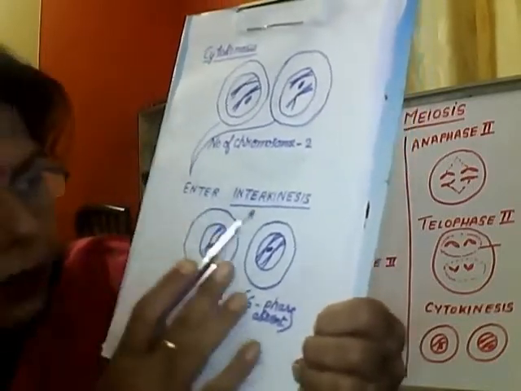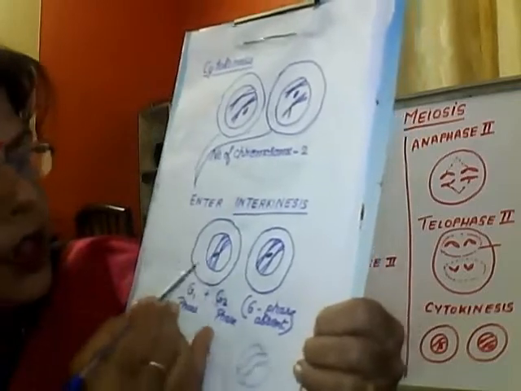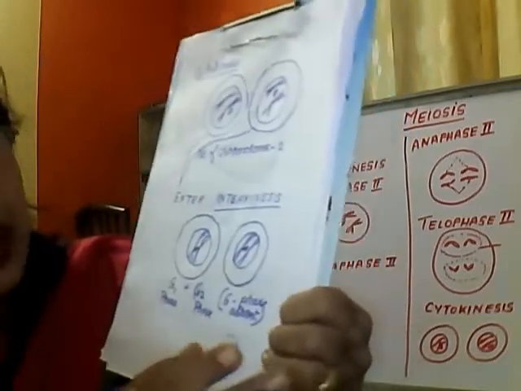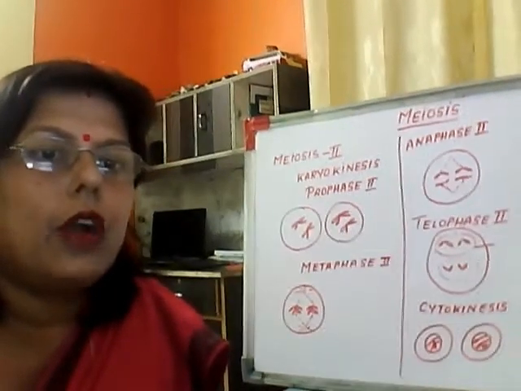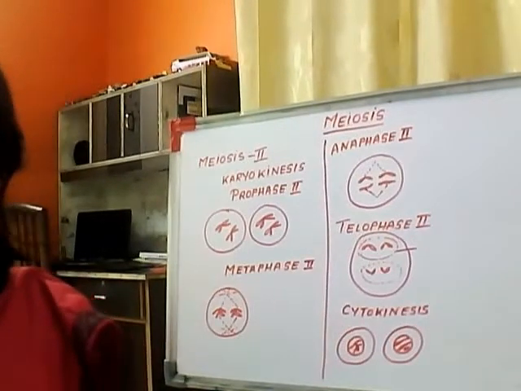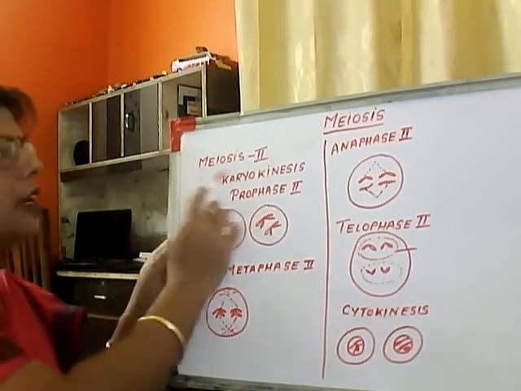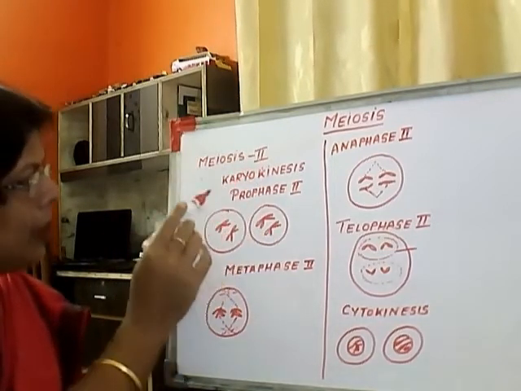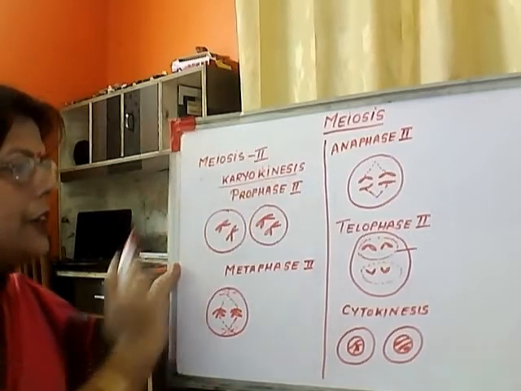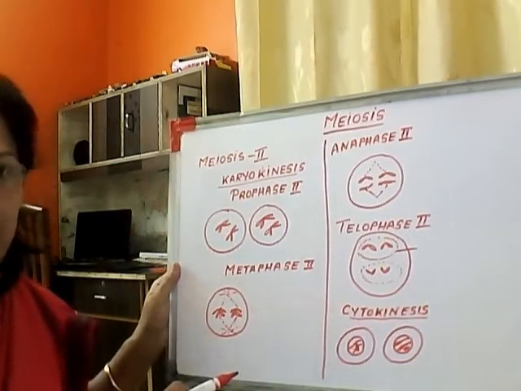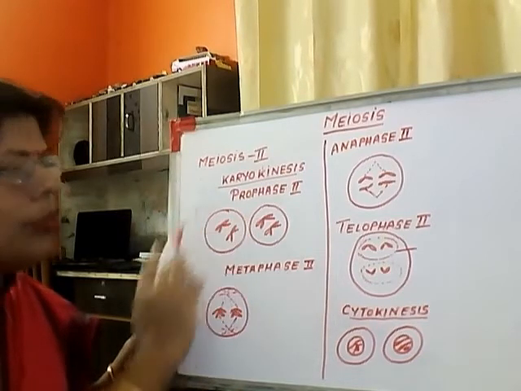So soon after completing the interkinesis, that means after completing the G2 phase, these 2 cells will enter the meiosis 2 cell division. So you just see here the rough one I have shown. Now if you see here on the board, the second meiosis division, just like in meiosis 1, first the karyokinesis will take place, after that the cytokinesis. So now here, the first stage is prophase 2.